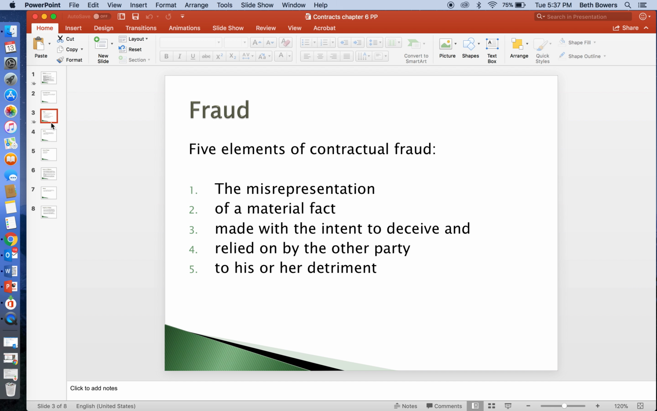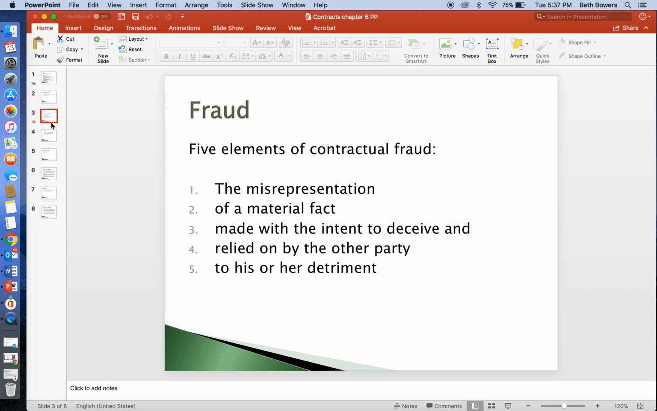So the innocent party in a fraudulent contract is given the power to void the contract if he or she wants. This is similar to when we talked about capacity, how a party that lacks capacity to enter into a contract has the power to void the contract, makes the contract voidable.